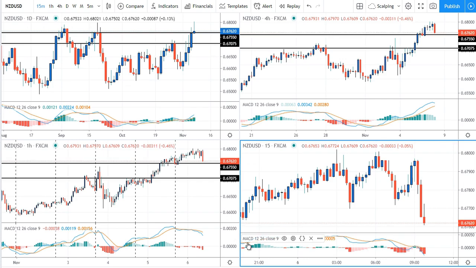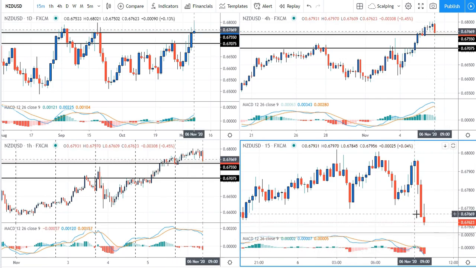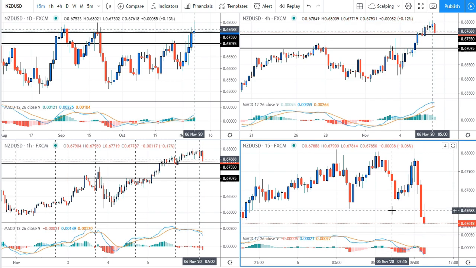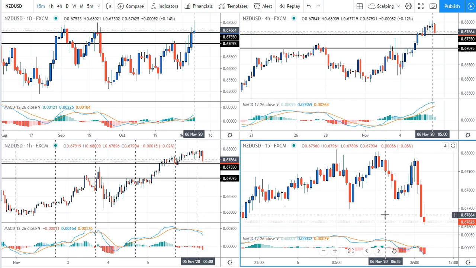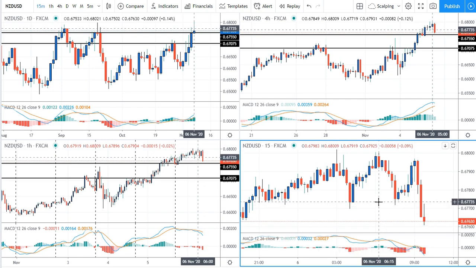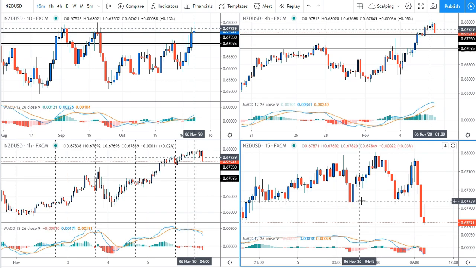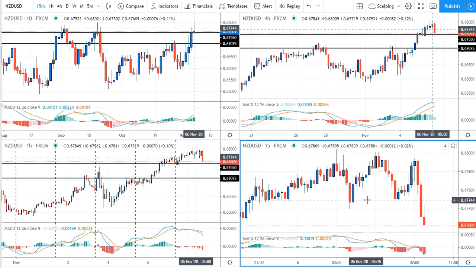Alrighty, the alert just went off. We just got filled at 67.62. And like I say, we're using a 15 pip stop on this. So we'll look to take some quick profit right up in this level up in here. It's going to be 11 pips.